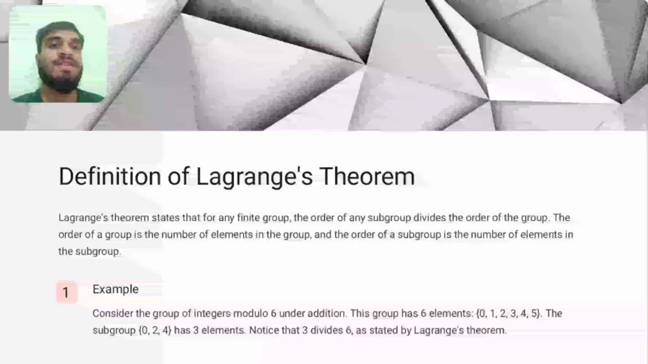Definition of Lagrange's theorem. Lagrange's theorem states that for any group, the order of a subgroup divides the order of the group. The order of the group is the number of elements in the group, and the order of a subgroup is the number of elements in the subgroup.